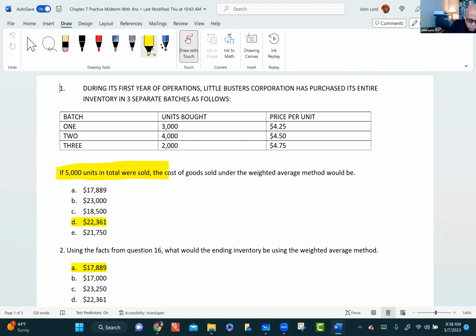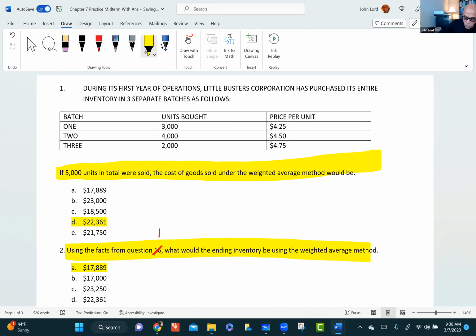Now they ask us here, if 5,000 units in total were sold, the cost of goods sold under weighted average. And don't pay attention to the reference to the questions. I'm saying here question 16, obviously that's not question 16, it's question 1. What would be the ending inventory under the weighted average method? On your exam, I'm going to ask you a question very similar to this. What is the ending inventory? What is the cost of goods sold under the various methods? I'm going to start here with weighted average. Weighted average, in my opinion, is the easiest.